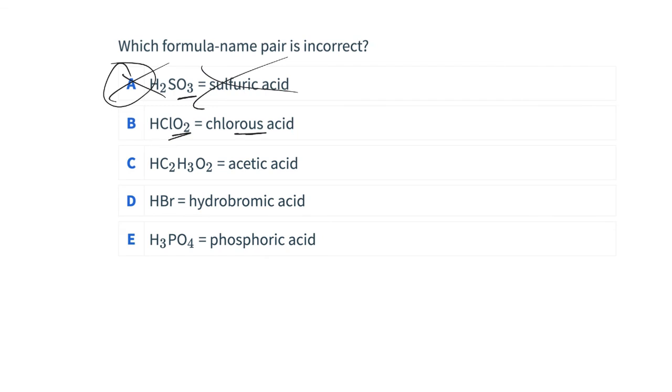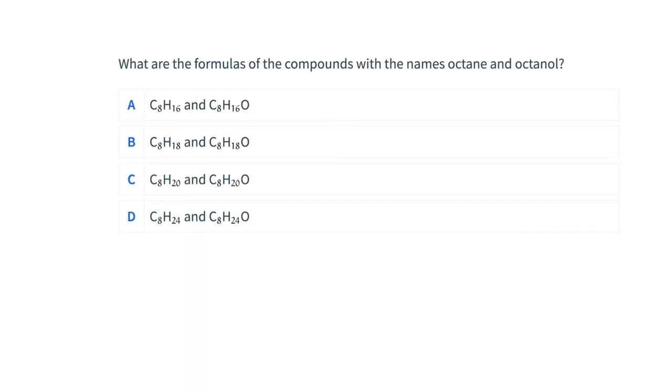Chlorous acid, ClO2 is chlorite. Ites go to ous acid, so that is correct. Acetic acid, that's right. Hydrobromic, that's right, and phosphoric is right. And lastly, we already looked at this one, octane, not octanol. So hydrocarbons.